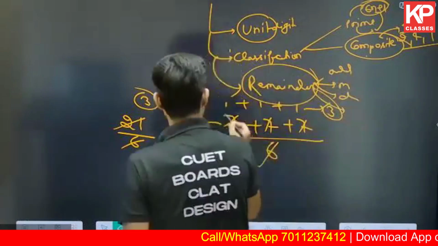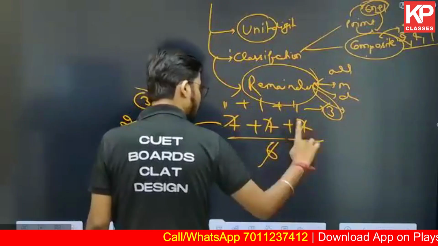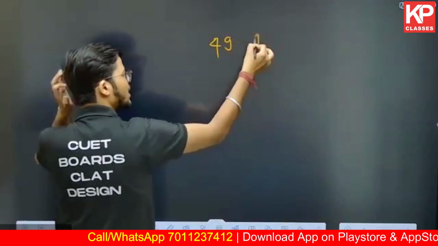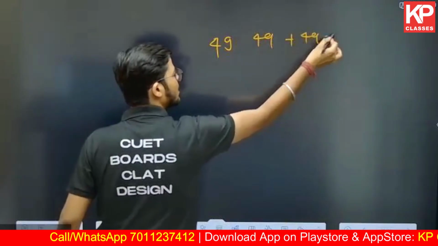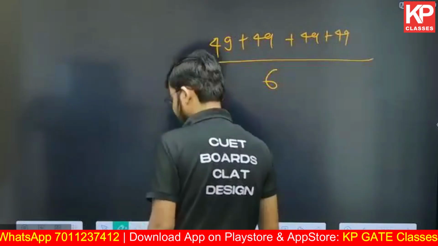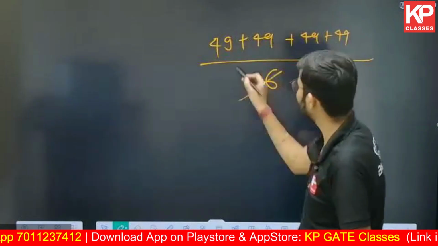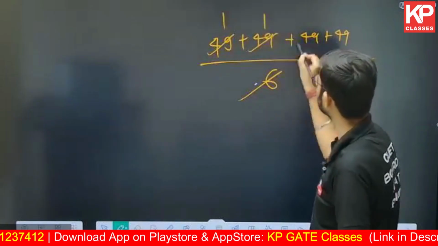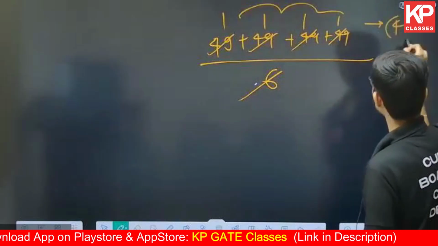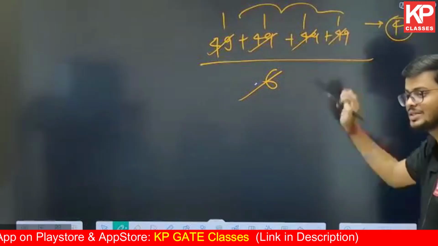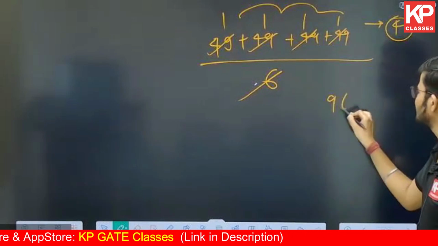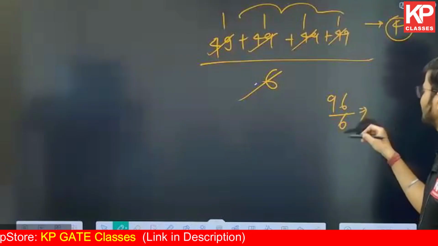What is happening here? 1, 1, 1. Now, how can it be used? It can be used with bigger numbers. For example, 49, 49, 49, and 49. These are just examples. Now, I'm going to divide it by 6. In each case, the remainder is going to be 1, so the total remainder is 4. What if I add all these? We'll get 96. 96 divided by 6, what will happen?